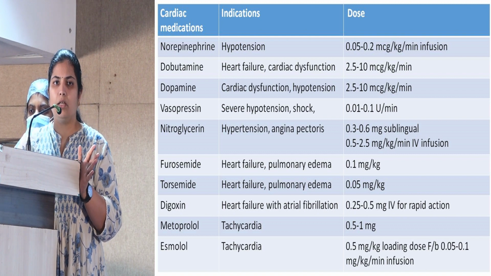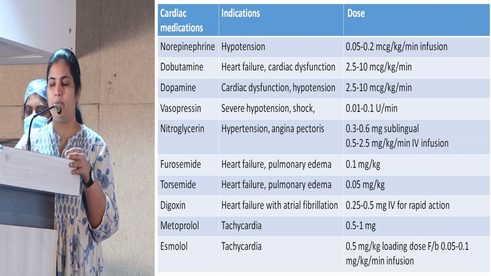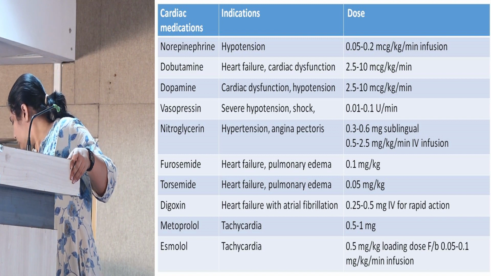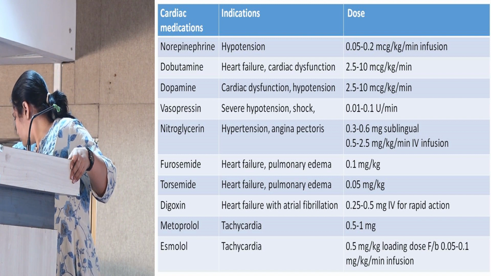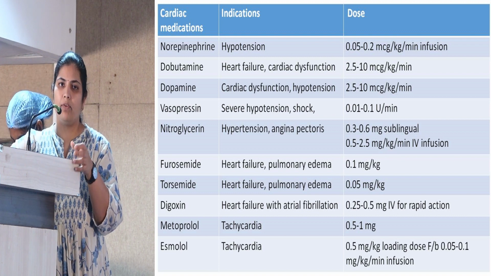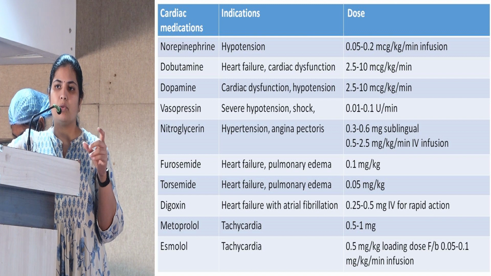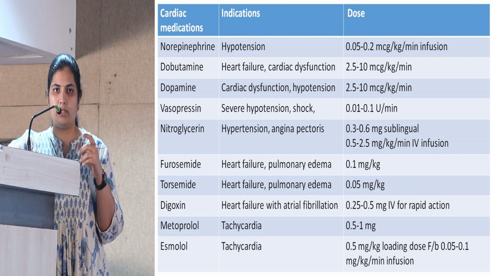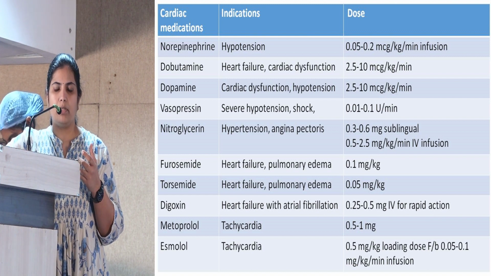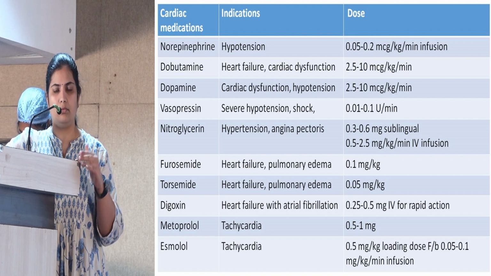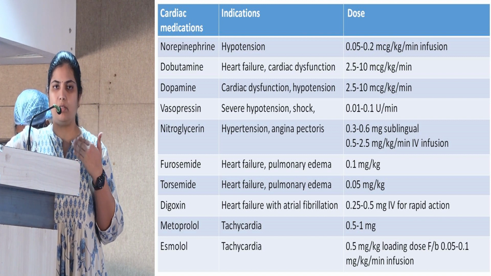So nitroglycerin, 25 mg. It is a 5 ml ampule which contains 25 mg of nitroglycerin. So it is diluted in a 50 ml syringe, and it can be kept titrated according to the BP. So it can be immediately used.